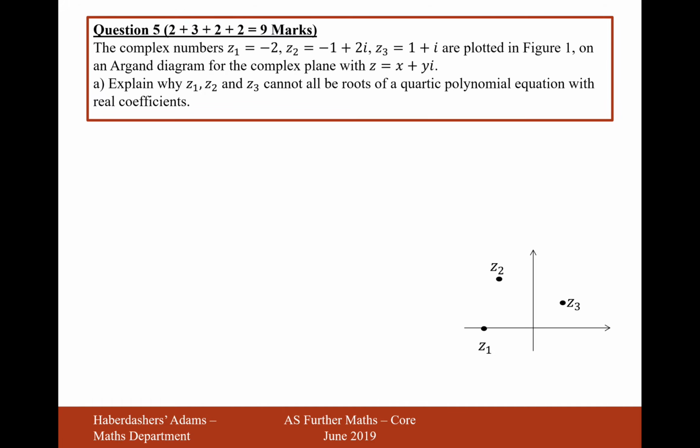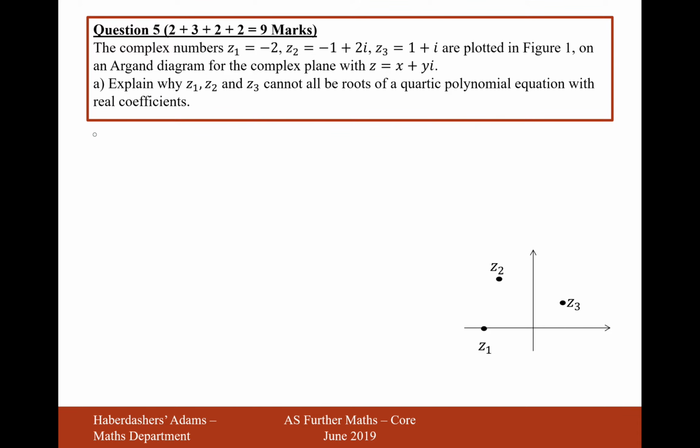Here we're looking at question 5. So the complex numbers z1 equals minus 2, z2 equals minus 1 plus 2i, and z3 equals 1 plus i are plotted in figure 1 on an Argand diagram for the complex plane where z equals x plus yi. Explain why z1, z2 and z3 cannot all be roots of a quartic polynomial equation with real coefficients.